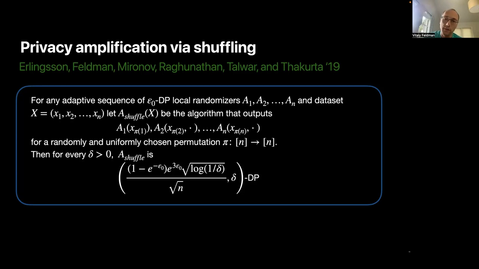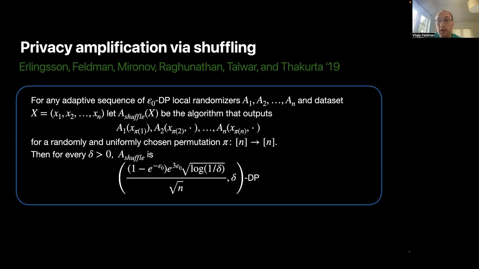As we, for example, train a machine learning model, we need to compute gradients at different points. So the randomizers, which need to randomize the gradient, end up depending on the point we're computing it for. So basically, they need to be adaptive. This is not a fixed set of randomizers. They first need to compute the gradient and only then randomize.